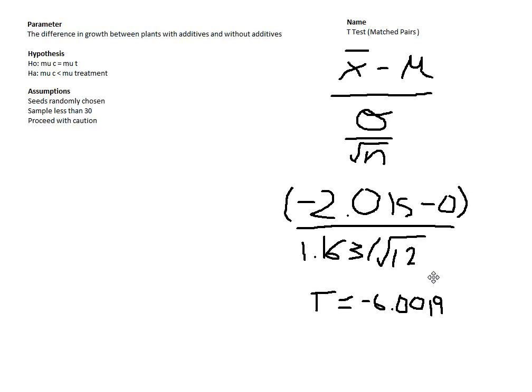To complete this test, we will use the following equation, which is x bar minus mu over the standard deviation divided by the square root of n. We input all the numbers right here, which would be our x bar, negative 2.015 minus 0, over 1.163 divided by the square root of 12, and we come out with a t-score of negative 6.0019.